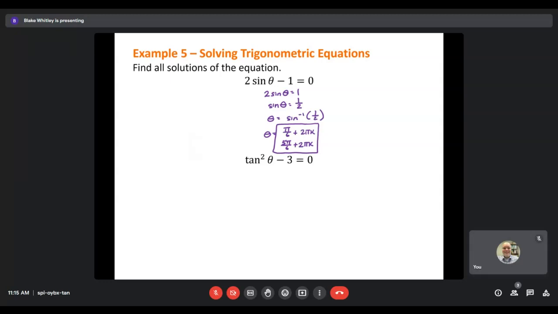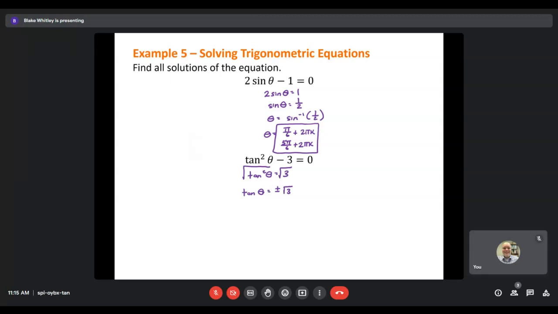All right, now this next one, same thing. I only have one trig function, tangent. I'm going to try to get it by itself, so I'm going to move the 3 over. So we get tangent squared theta equals 3. Now this time, to get tangent by itself, I need to take the square root of both sides. Now remember, when we take a square root like this in an equation, we're going to get a positive and a negative value for that answer. So we're going to get a plus or minus square root of 3.